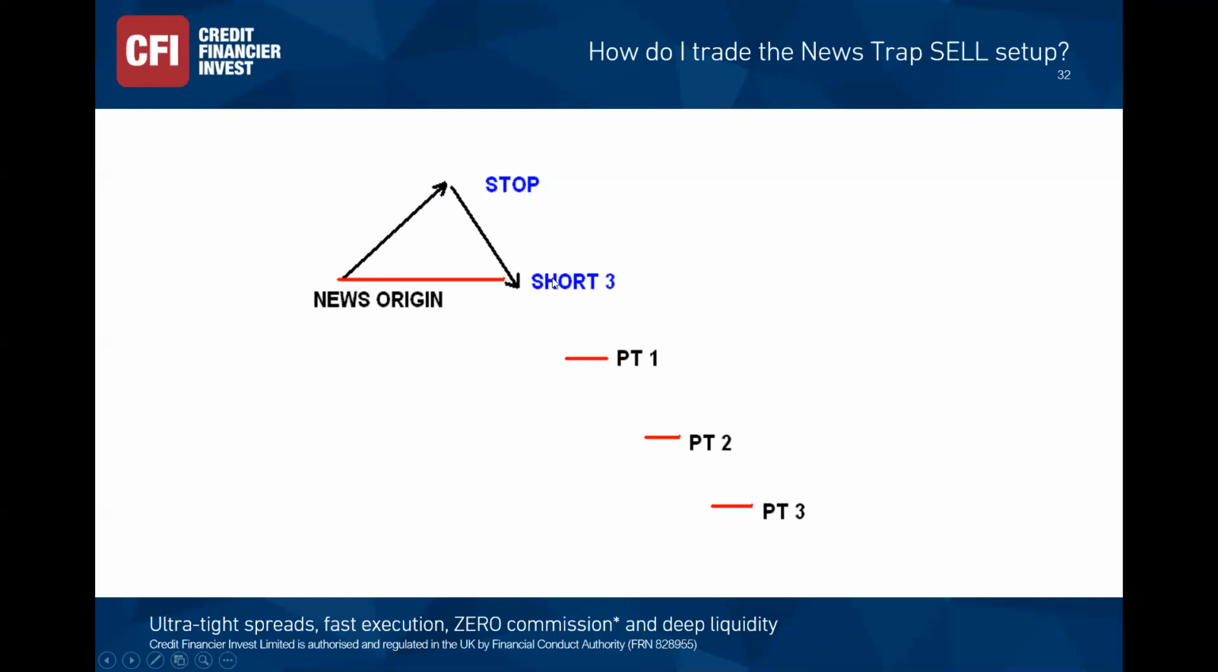And as soon as we get back down to this news origin point, we are going short 3 units because we have seen the formation of a bearish trap. Okay, where do we put our stop loss? Again, the best place to put the stop loss is above the highest point seen after the news came out. So that's the swing high, the end of the break move. So that's where the stop is.